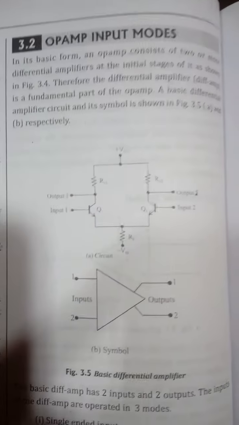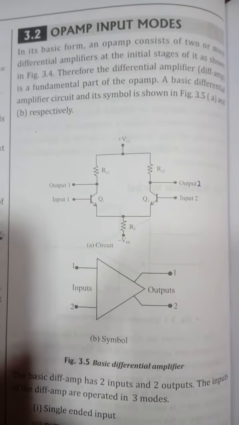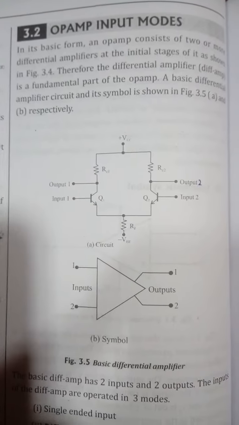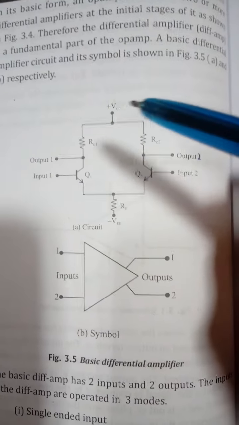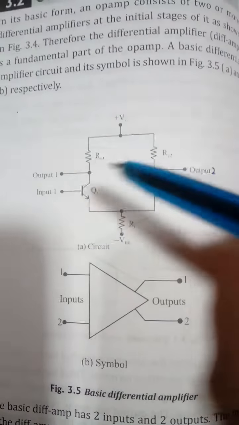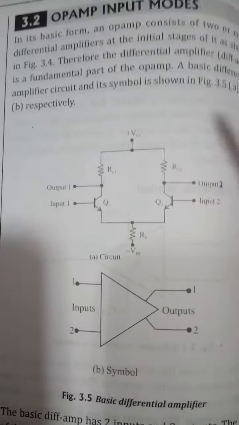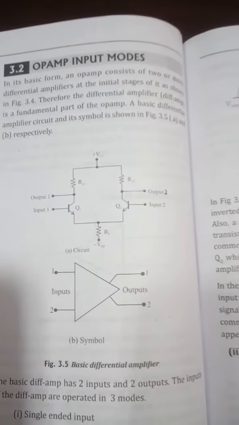Hello everyone. In this video we will see the next part in operational amplifiers, where we see op-amp input modes. The basic circuit diagram of an op-amp is represented like this, from the VCC to the VEE. You know that VCC and VEE are the power supply terminals, where plus VCC is the positive power supply and minus VEE is the negative power supply.